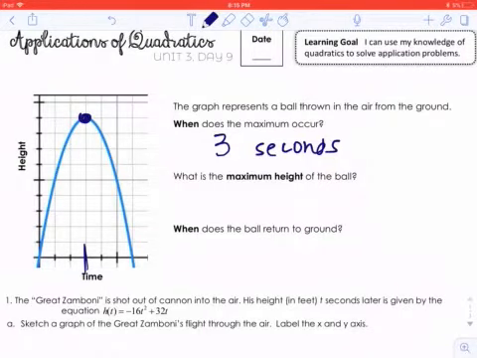What is the maximum height of the ball? So now we're talking about the actual height of the ball. So we're talking about here, 1, 2, 3, 4, 5, 6, 7, 8, 9. 9, and I'm assuming feet, meters, we don't know, but let's just assume a unit, feet.